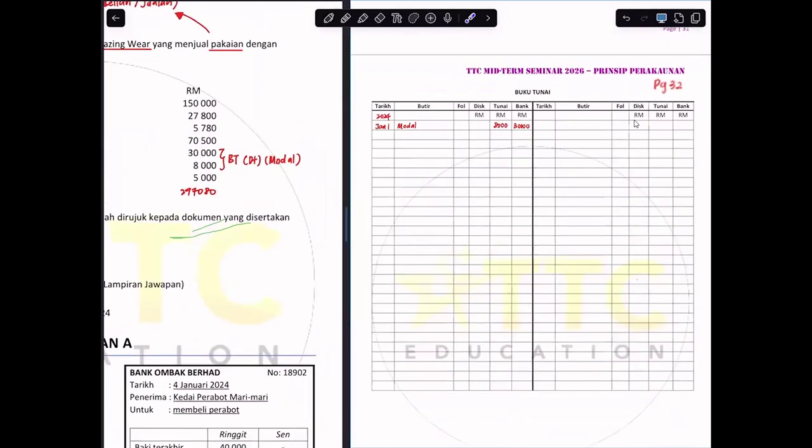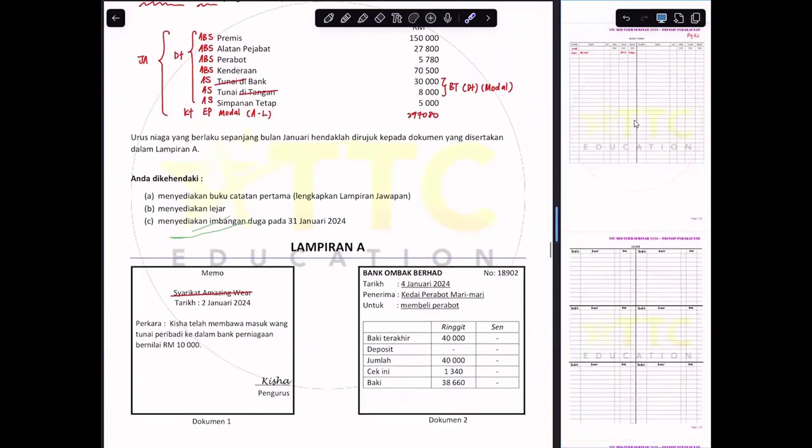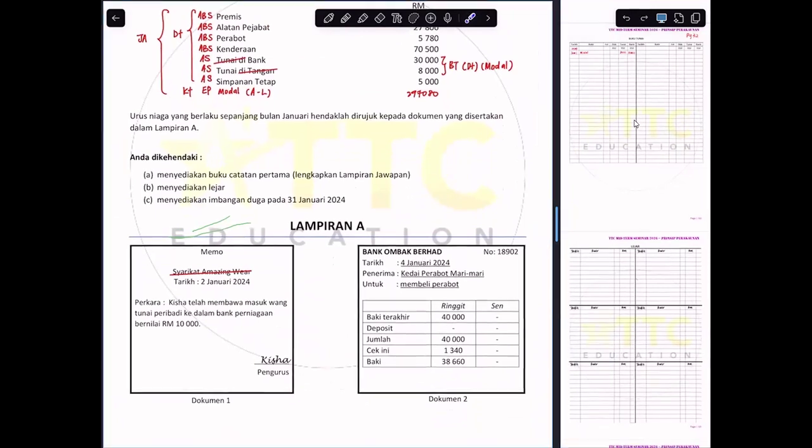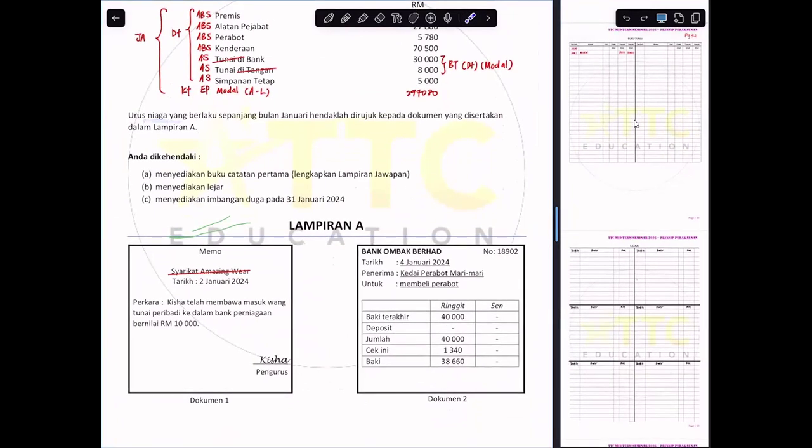Okay, after this, continue with the sentence given in the question. The transactions that happened in the month of January have been shown in the documents that we need to record. And the question requirement, anda dikehendaki, has totally three parts here. What we are doing here is BCP only. Buku catatan pertama means your jurnal am, jurnal khas, buku tunai. After you record everything in BCP, close your BCP, and only then transfer into your ledger.